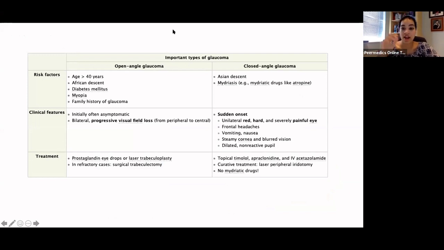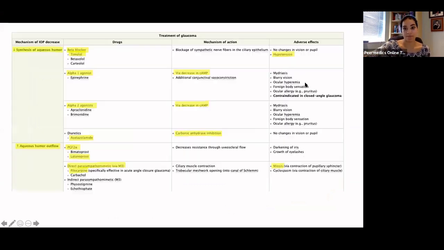Being aware that, again, closed angle glaucoma is an acute presentation. It's a red, hard, really painful eye. And they often have systemic effects with it too, so headaches, vomiting and nausea. As it's an emergency, you need to get them seen by an ophthalmologist immediately because they're at quite severe risk of lasting damage to their vision.